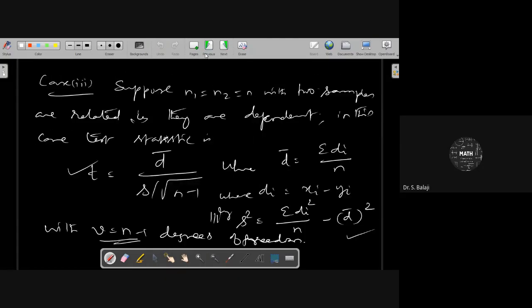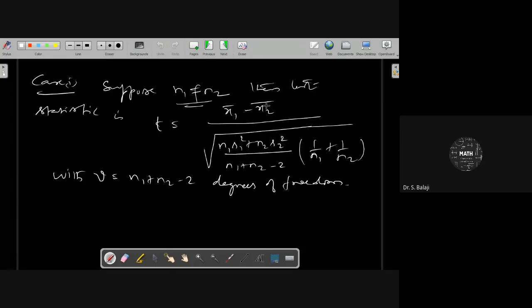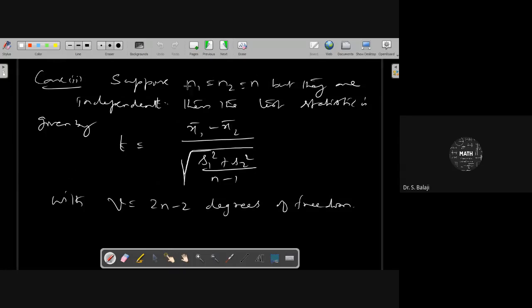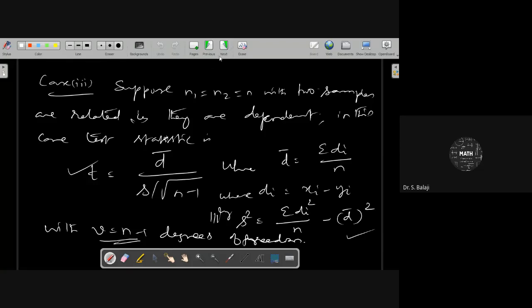Three types of test statistic you can adopt. One is where n1 is not equal to n2. Another is n1 equal to n2 equal to n, but they are from different sets of people. You can adopt this test statistic here. The third one is the same set of people, but one is before and one is after. You can adopt this test statistic. In this way, you can test the hypothesis of the difference between two sample means.